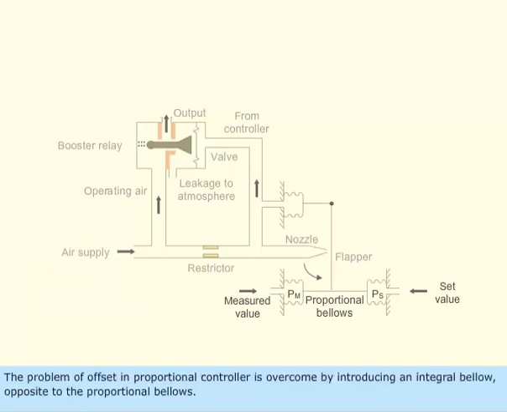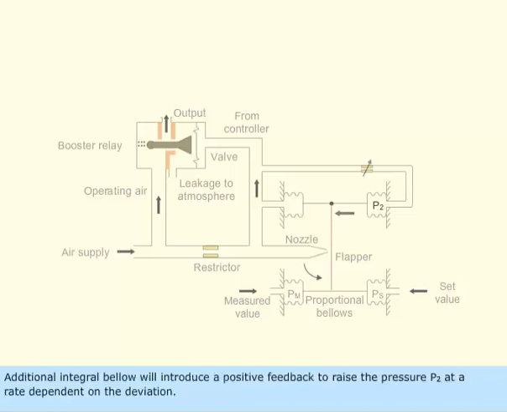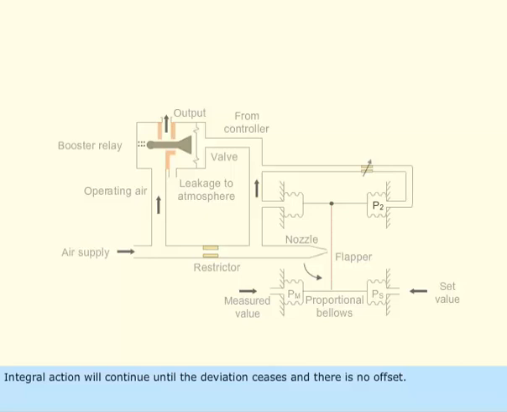The problem of offset in proportional controller is overcome by introducing an integral bellow opposite to the proportional bellows. A variable restrictor is placed before the integral bellow so that the integral action time can be varied. The additional integral bellow will introduce a positive feedback to raise the pressure, P_2, at a rate dependent on the deviation. Integral action will continue until the deviation ceases and there is no offset.